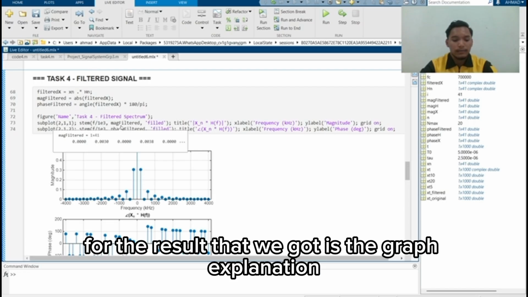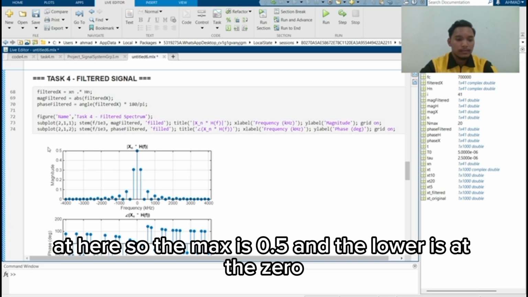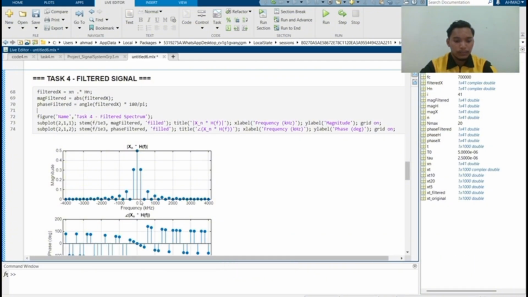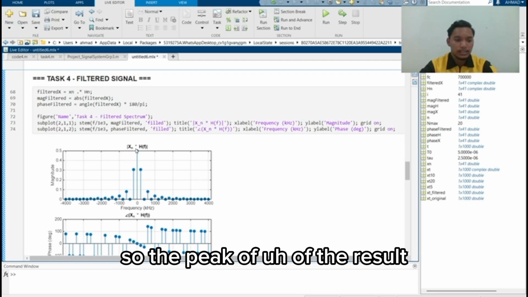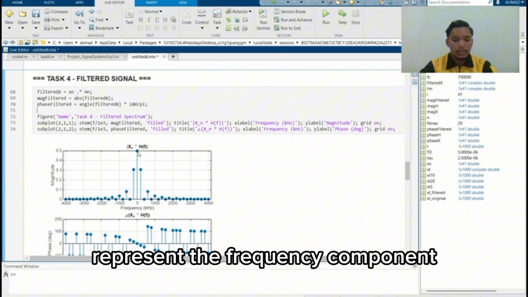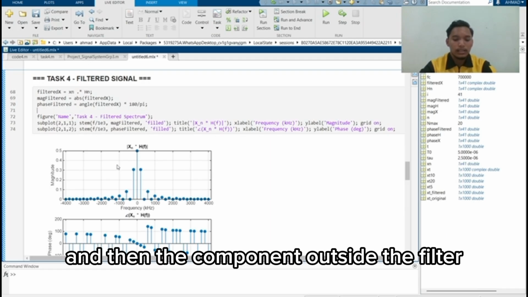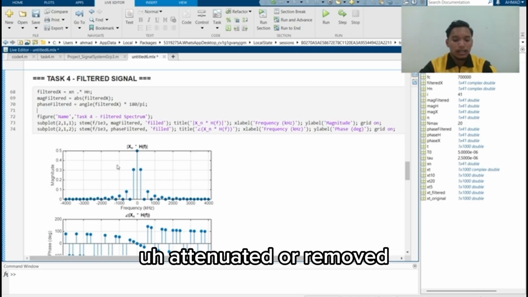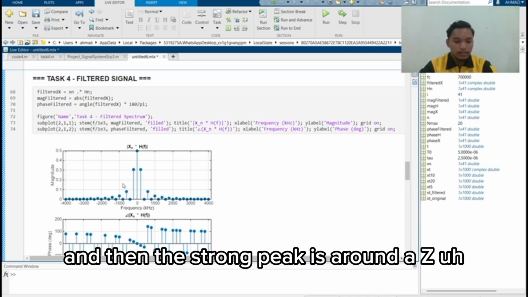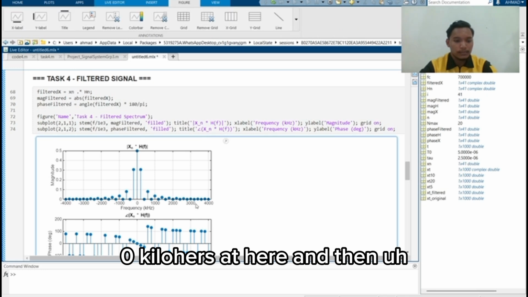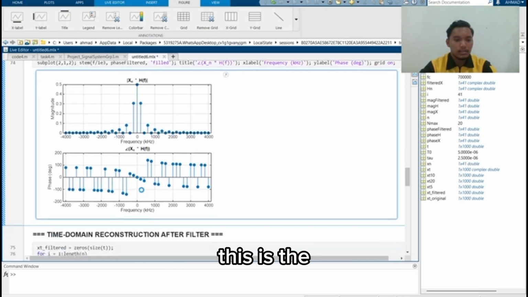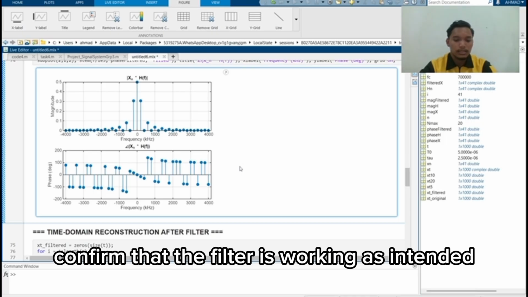And then for the result that we got, the graph explanation is here. The max is 0.5 and the lower is at 0. The peak of the result represents the frequency component that passes through the filter, and the components outside the filter passband are significantly attenuated or removed. The strong peak is around 0 kilohertz here, and this confirms that the filter is working as intended.